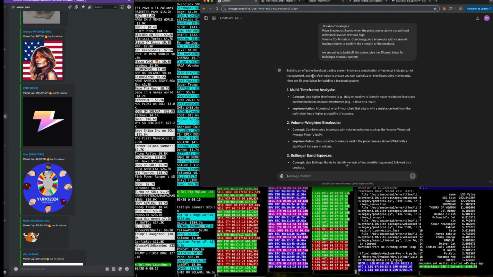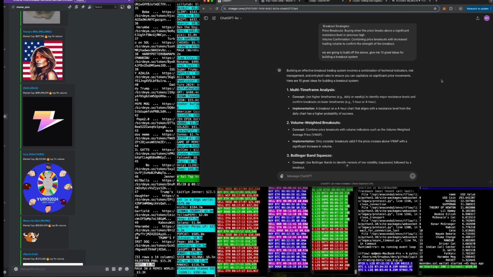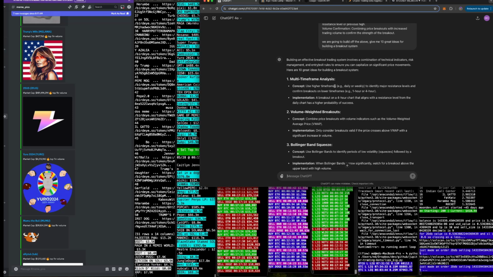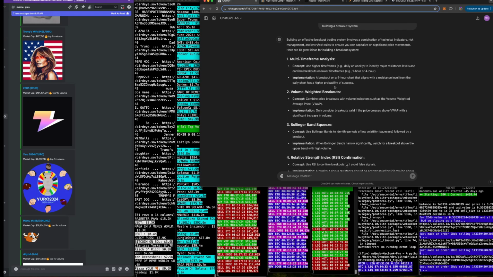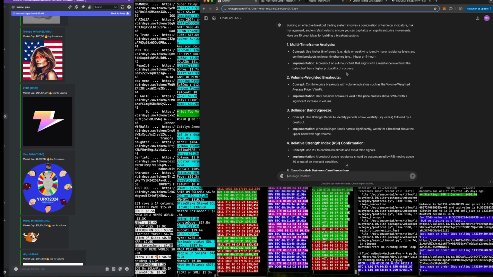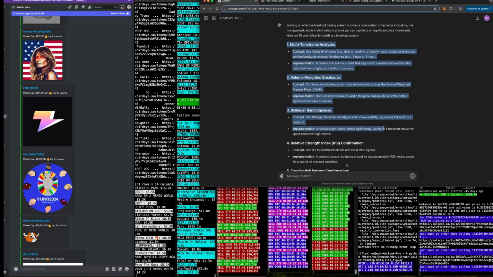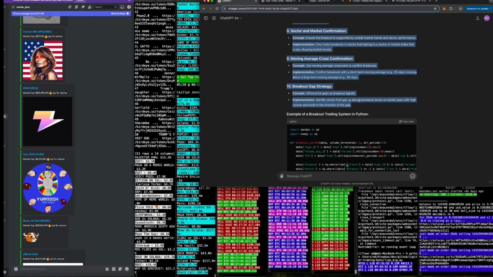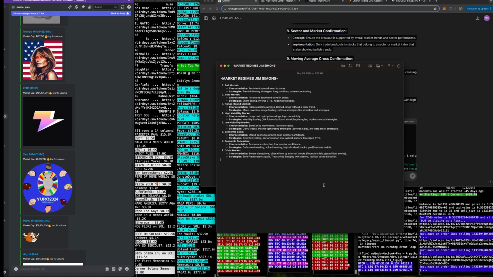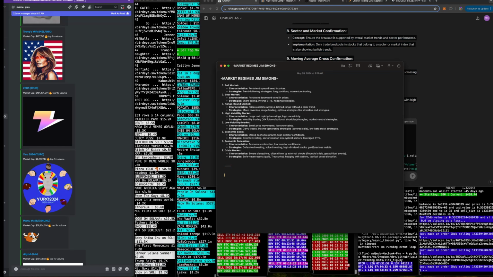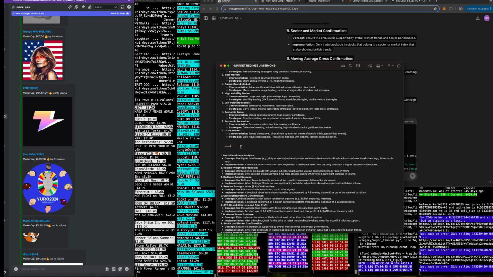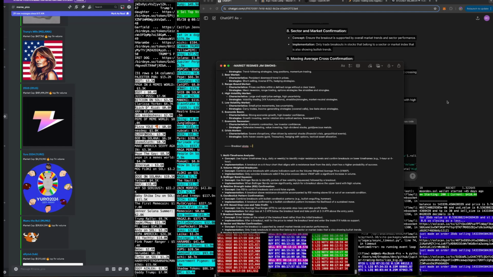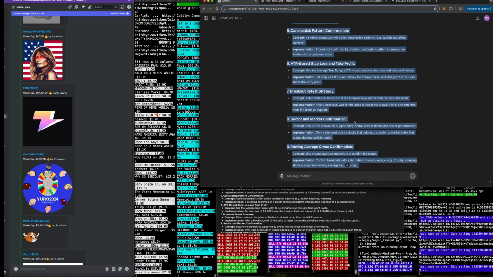Building an effective breakout trading system involves a combination of technical indicators, risk management, and entry-exit rules to ensure you can capitalize on significant price movements. Here are 10 great ideas for building a risk management or a breakout system. Freudian slip right there. We've got to worry about risk management, number one, of course. Good thing I built a lot of this code already. So here are 10 ideas for breakout strategies. Let's go ahead and see what they are.